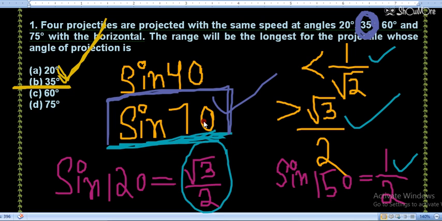If you have any doubt in the first question, then you can ask. Otherwise we are going to move to the second question.